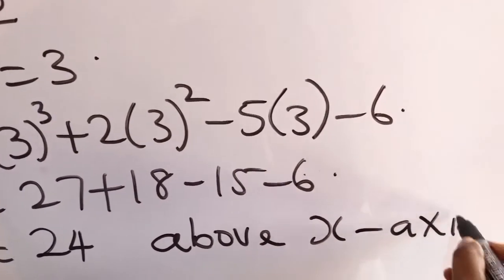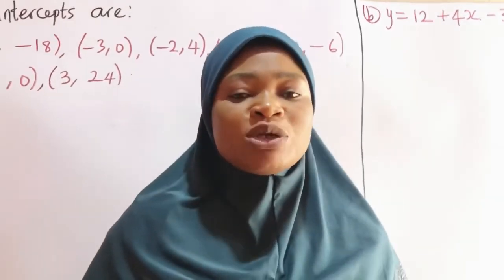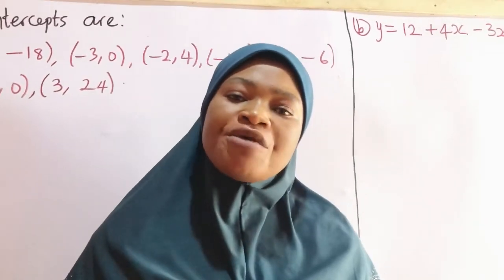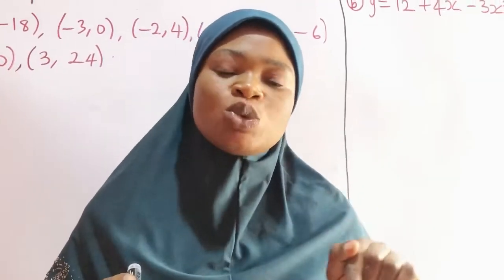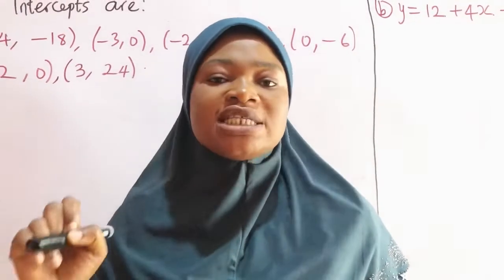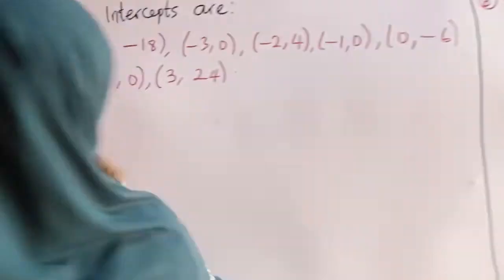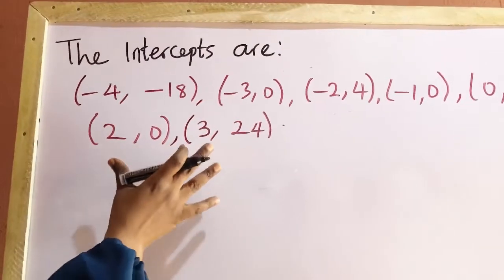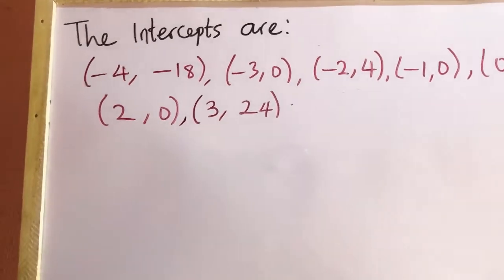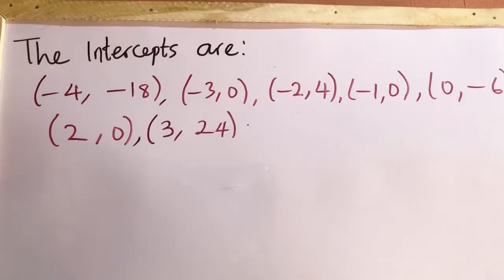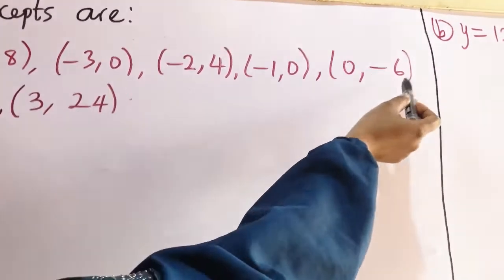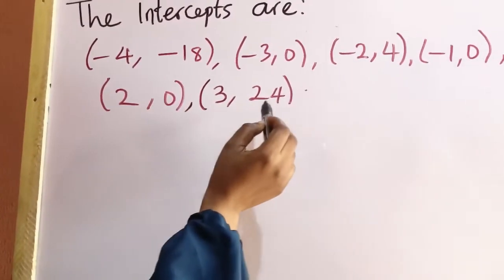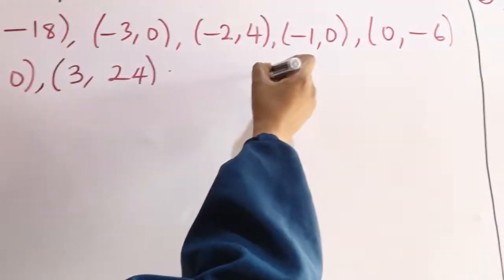Now, the intercepts of the axes coupled with the behavior of the function at different intervals along the x-axis will tell us the shape of that curve. Now, the points that we have gotten here are minus 4, minus 18; minus 3, 0; minus 2, 4; minus 1, 0; 0, minus 6; 2, 0; 3, 24. So let's sketch the graph.